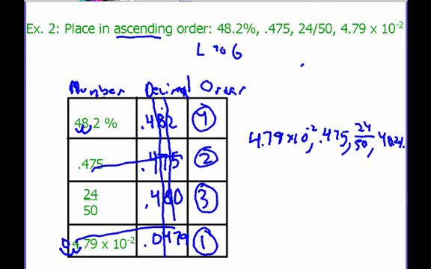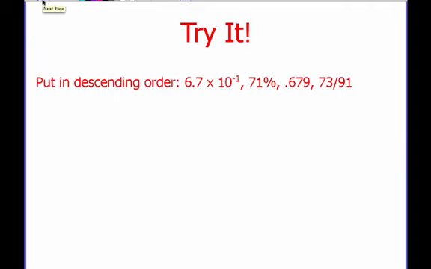So this is how you should do a problem like this. So your try-it problem for tonight is to put these numbers, 6.7 times 10 to the negative 1, 71%, 0.679, and 73 divided by 91 in descending order. Take a look back at your notes to remember exactly what that means. So you need to do this problem in your notes and bring it into class tomorrow.